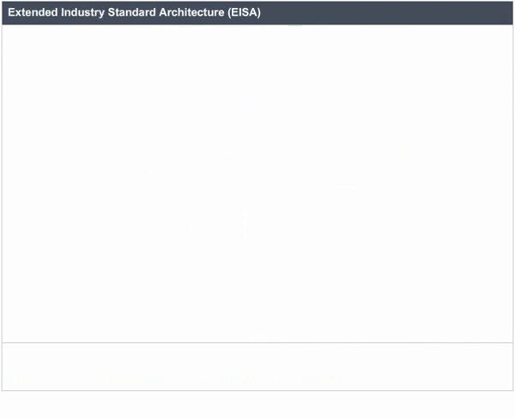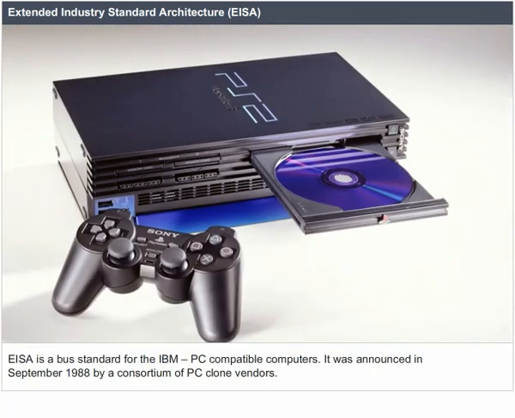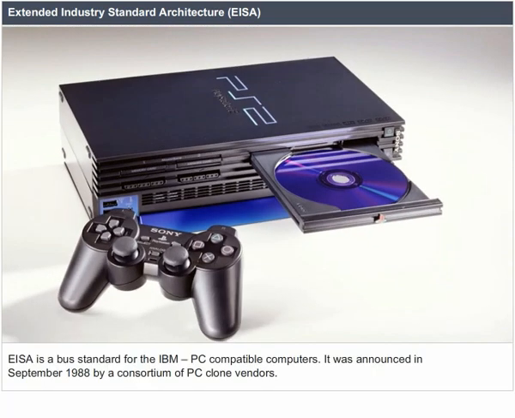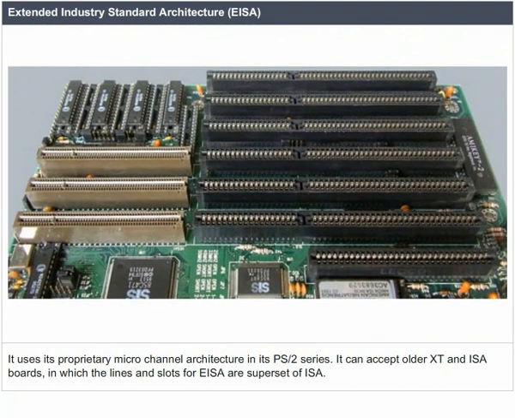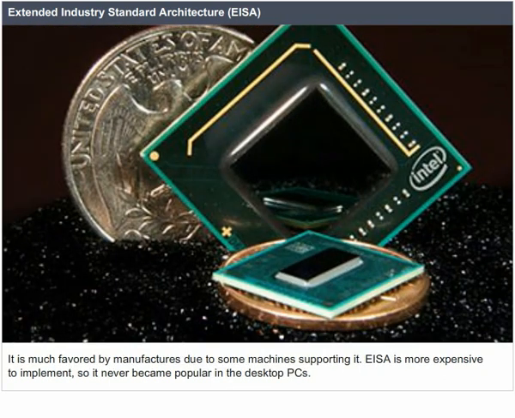Extended Industry Standard Architecture, EISA, is a bus standard for IBM PC compatible computers. It was announced in September 1988 by a consortium of PC clone vendors. It was a response to IBM's proprietary Microchannel architecture in its PS/2 series. It can accept older XT and ISA boards, in which the lines and slots for EISA are a superset of ISA. It is much favored by manufacturers due to some machines supporting it.